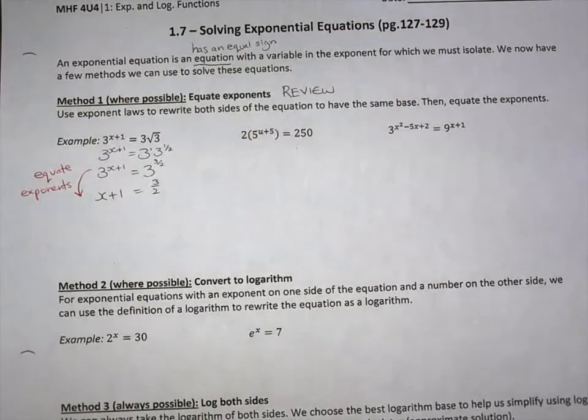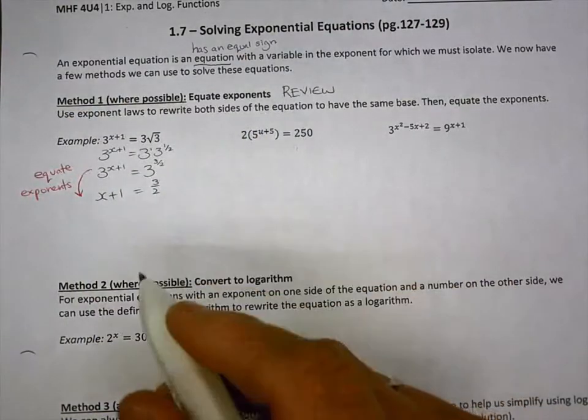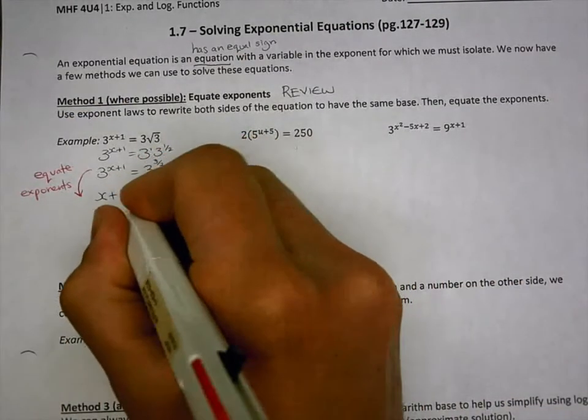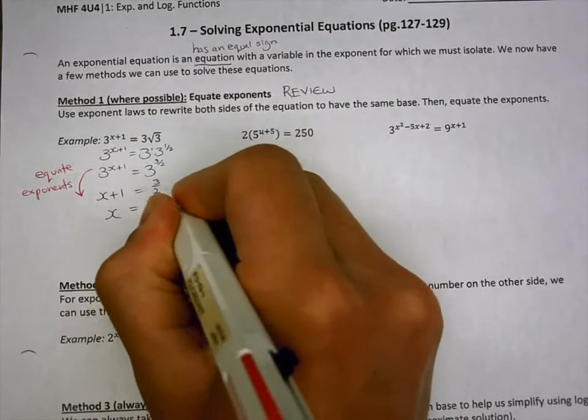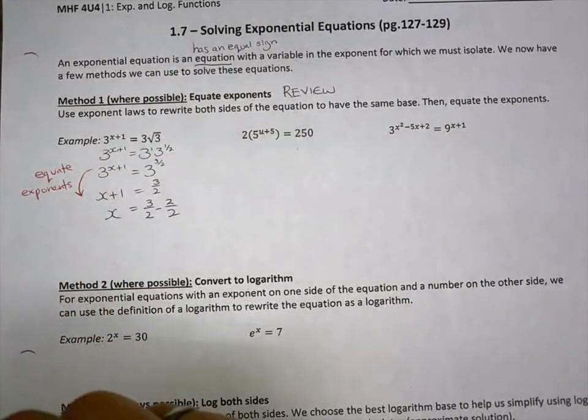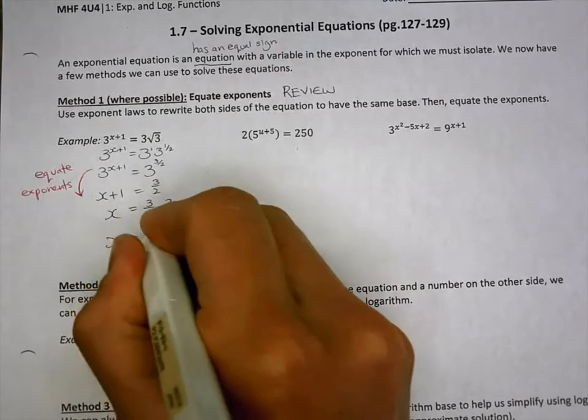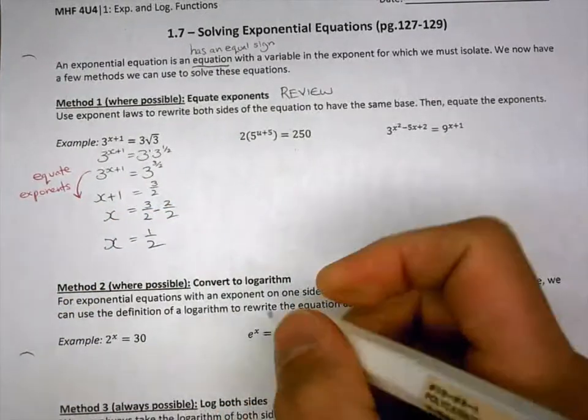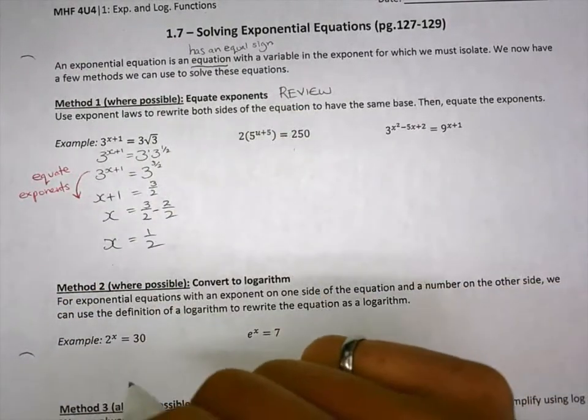So that is my first method. Now this is an easy grade 9 question. Subtract 1 from both sides. So this is 3 over 2 minus 2 over 2. I just turned the 1 into a 2 over 2. And I get x is equal to a half. That is the value that makes the statement true.